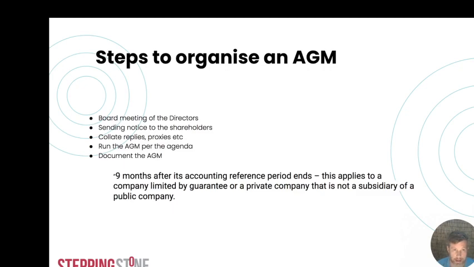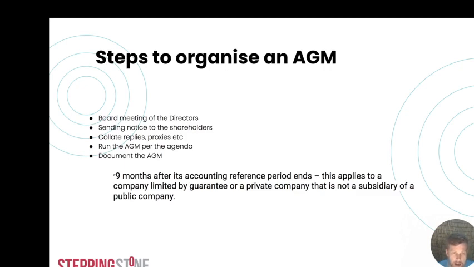The steps required. Well, first of all, you have to have a board meeting. That meeting of the directors will approve the accounts and will decide when to do the AGM, and that's to ensure that there's enough notice period within it and that it's the right time. And we'll get on to those points a bit later. After you've had that board meeting where you've agreed the date of the AGM, you send the notice to the shareholders. You then collate the replies, any proxies, often some questions as well. Then when it comes to the AGM, it's important to stick to the agenda, and then afterwards to document the AGM very carefully and have it signed off.